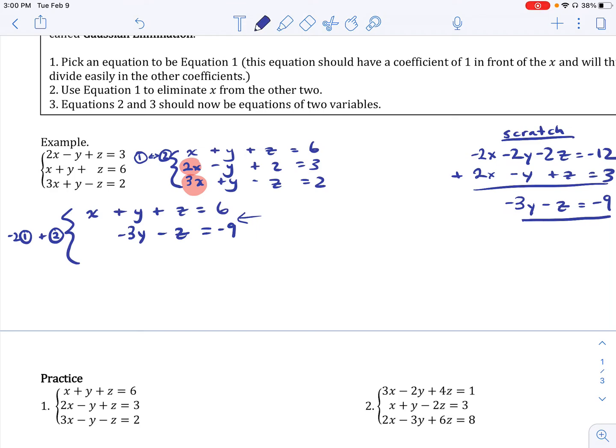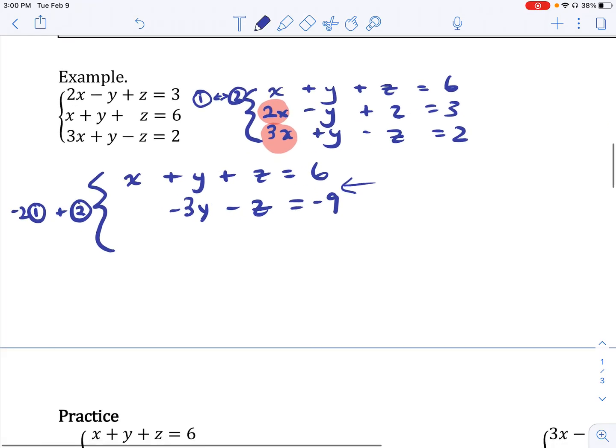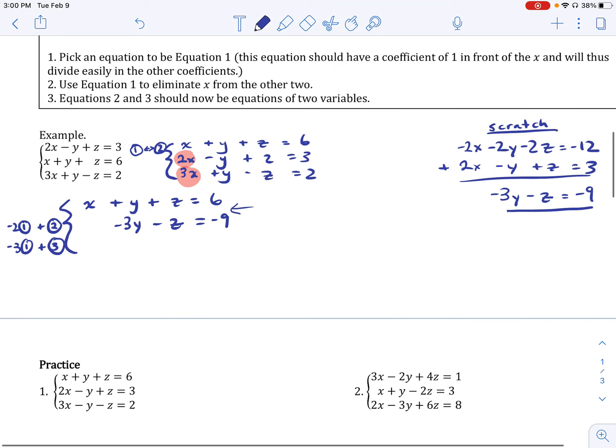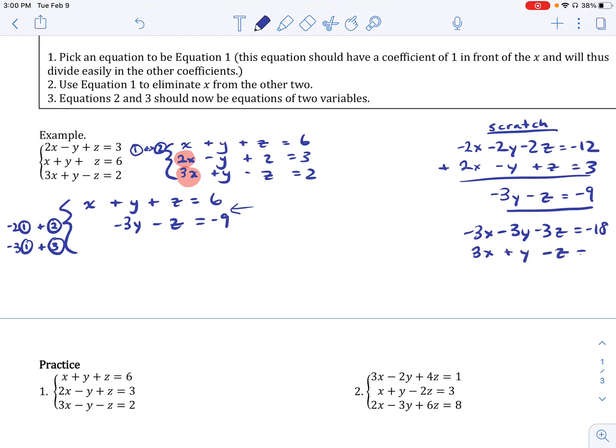So I'm going to do something pretty similar. I'm going to multiply my row 1 by negative 3, and I'm going to add that to row 3. Again, you can do this mentally if you want, or you can write out the scratch work. So I would say negative 3x minus 3y minus 3z is equal to negative 18. Now I'm going to add that to my row 3, 3x plus y minus z is equal to 2. If I add that all up, I'm left with negative 2y minus 4z is equal to negative 16.